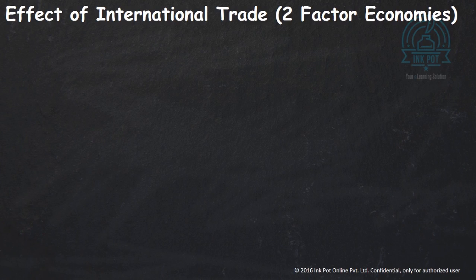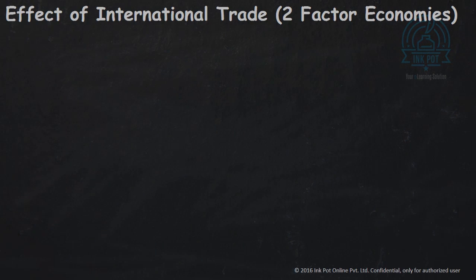This is the fourth video of chapter 5 for Inc part. In this, we now finally start talking about trade. So we are talking about what is the effect of international trade when we have a two-factor economy, which is essentially what our Hicks-Rowland theory is all about.